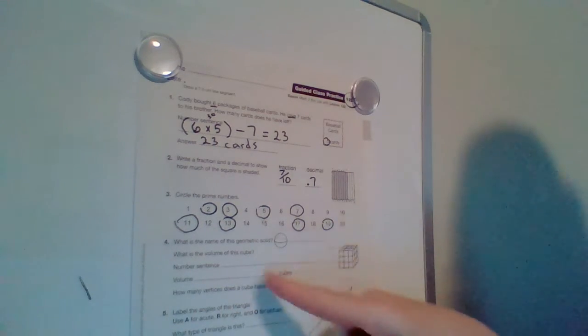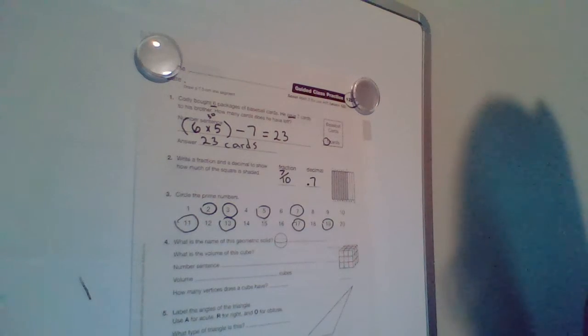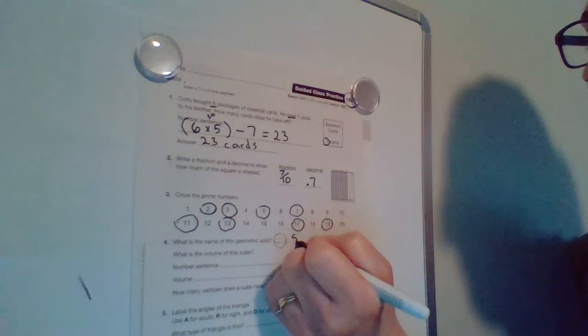What is the name of this geometric solid? Well, it looks like a ball, but that's not the math name. It's a sphere.